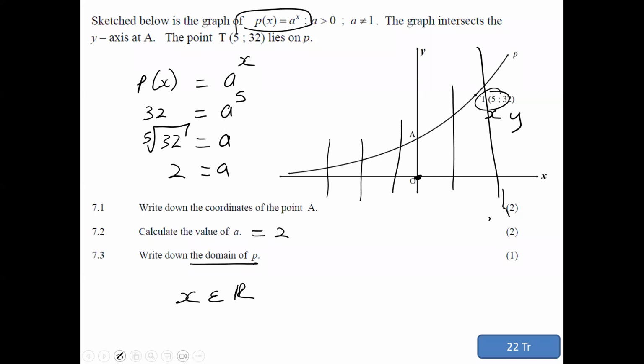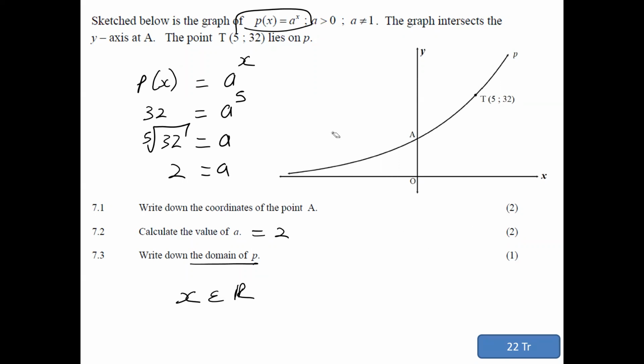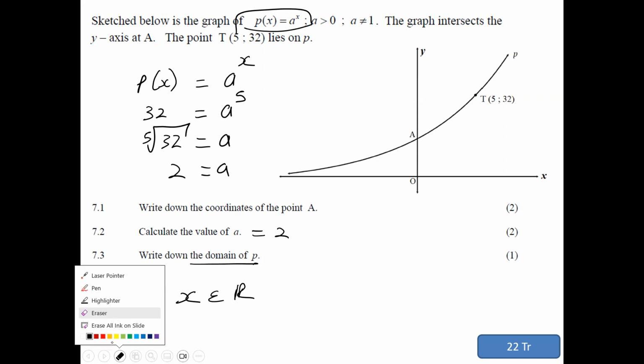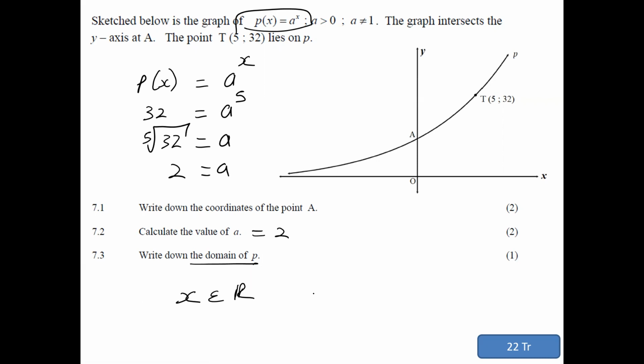Okay. Can be anything. But while we're on it, let's talk about the range. What would be the range of this graph? Since the domain was so easy. So y is greater than 0. Well done. So on an exponential graph, it's going to be either y is greater than or less than the asymptote. In this one, the asymptote is the x-axis, as you can see. So y is greater than 0. It cannot include 0.